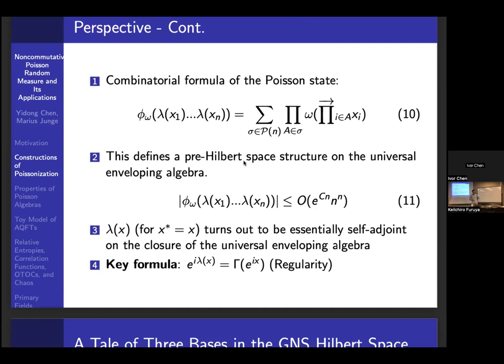Another comment for mathematicians here is that this growth condition comes from the classical Hamburger moment problem. And this is a version of the non-commutative Hamburger moment problem. That problem was solved by my advisor, Marius. And that's how we get that all these constructions, however we want to do it, are equivalent.